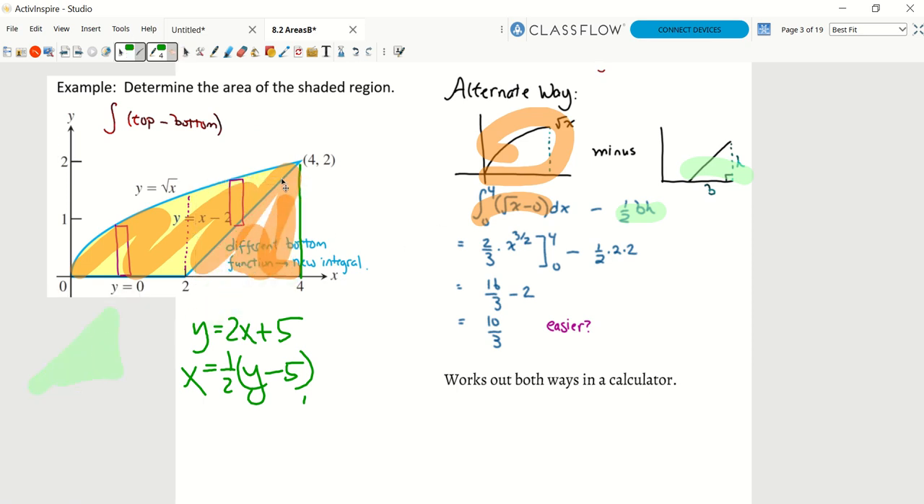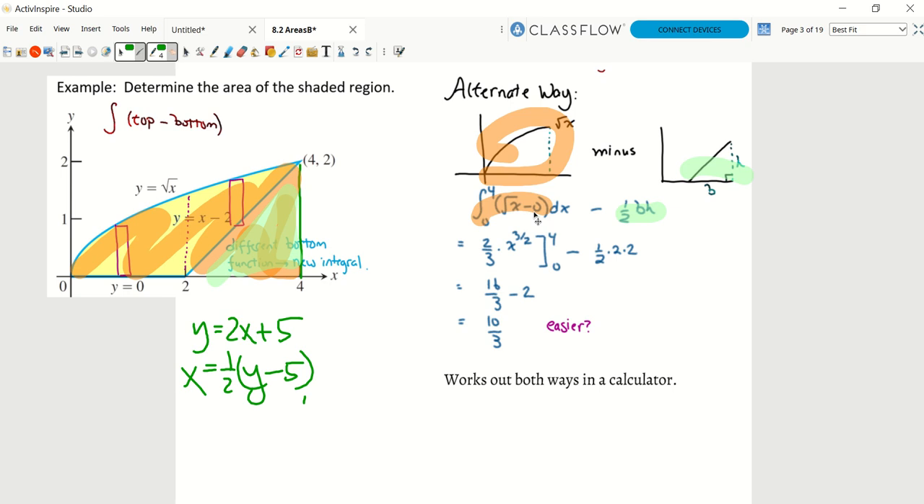Orange, we can think of the area from 0 to 4 bounded between root x and the x-axis as this whole orange. This is, again, an alternate way. So orange minus this triangle that is green will give you the remaining area of the yellow. So orange, again, is going to be 0 to 4, bounded between the root x and the x-axis, which is this right here.